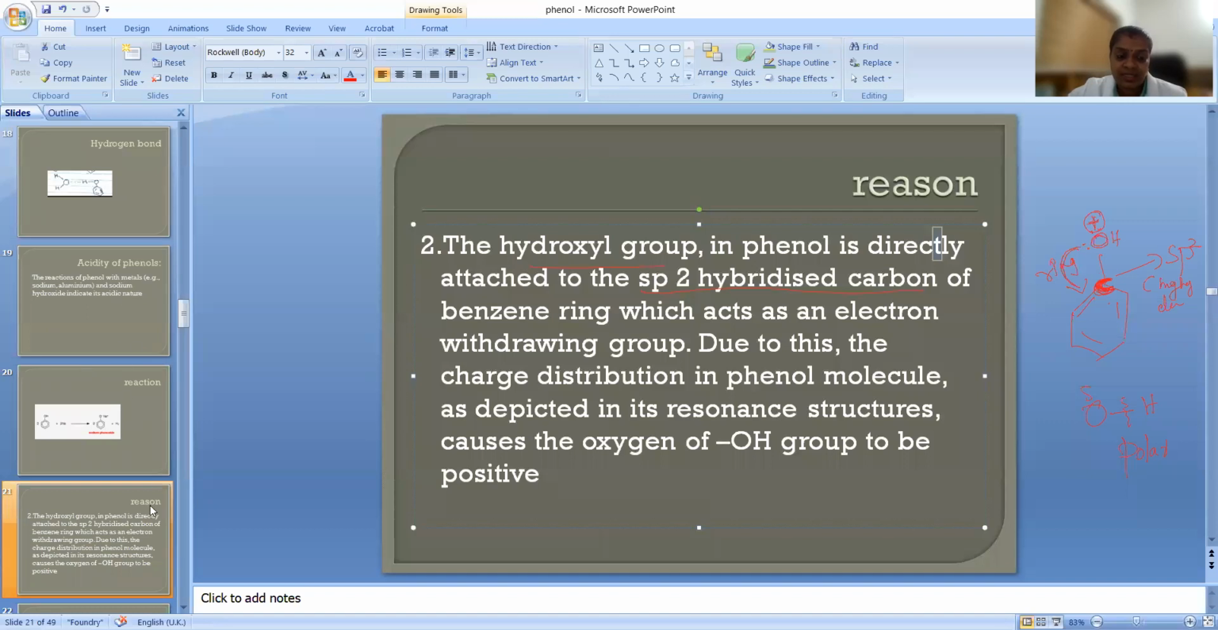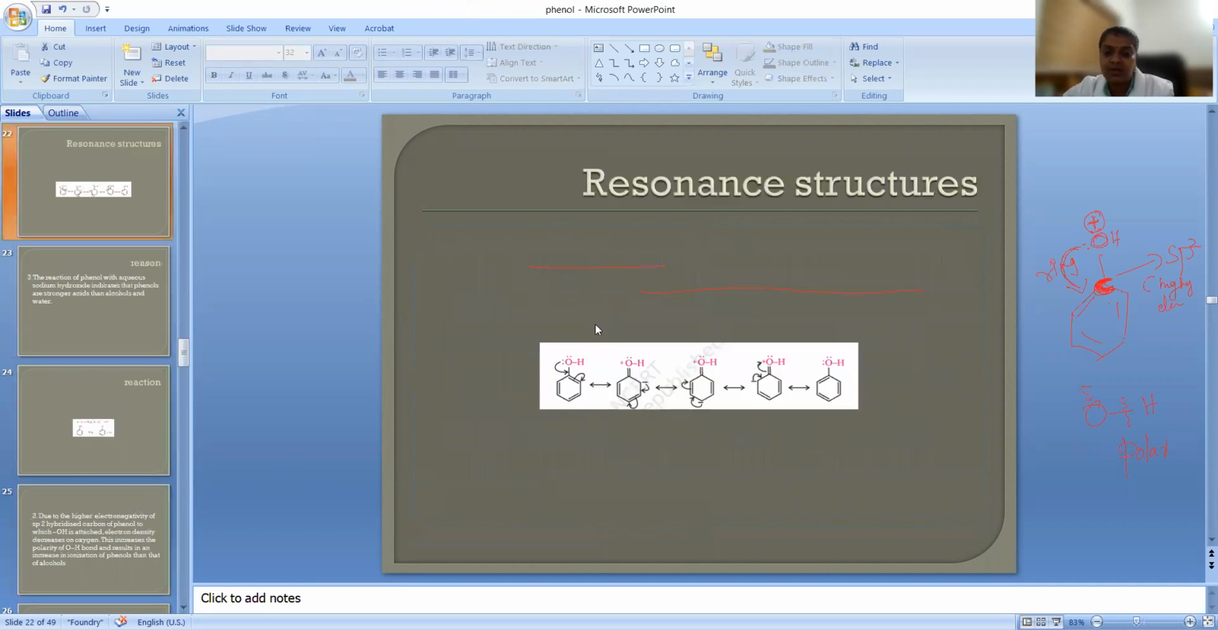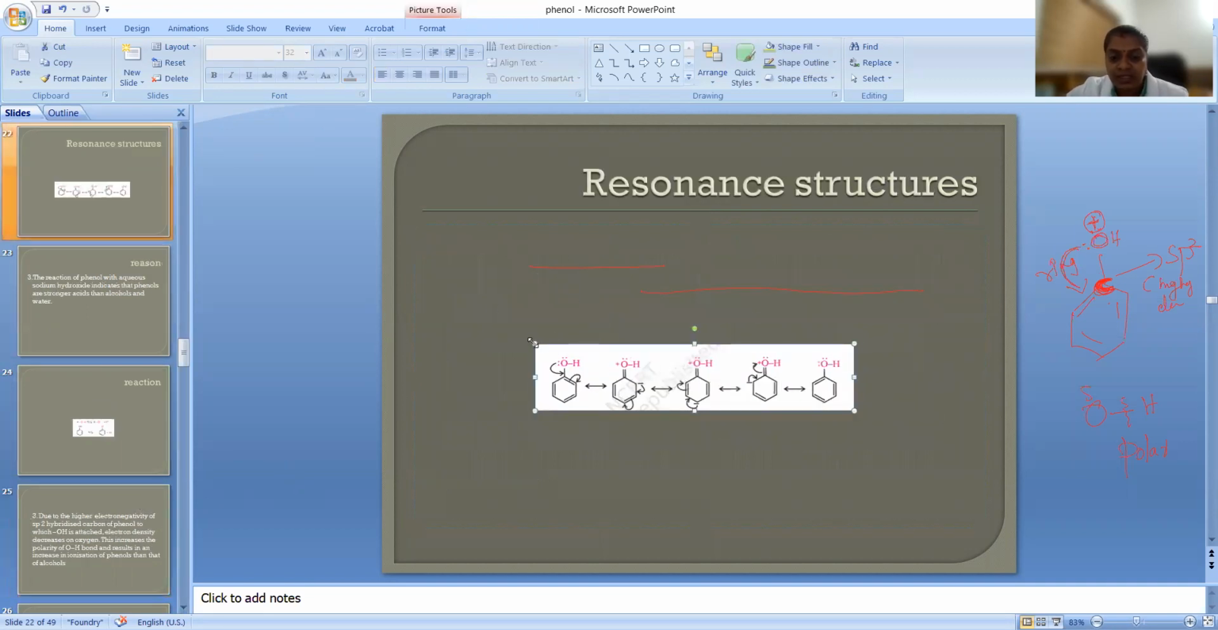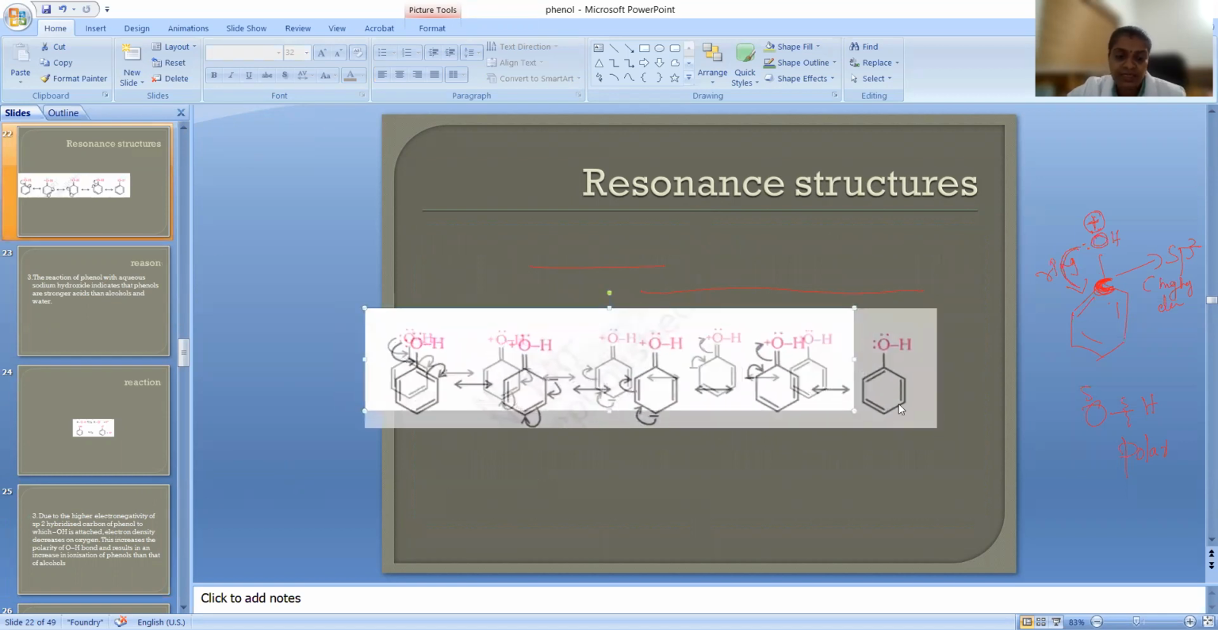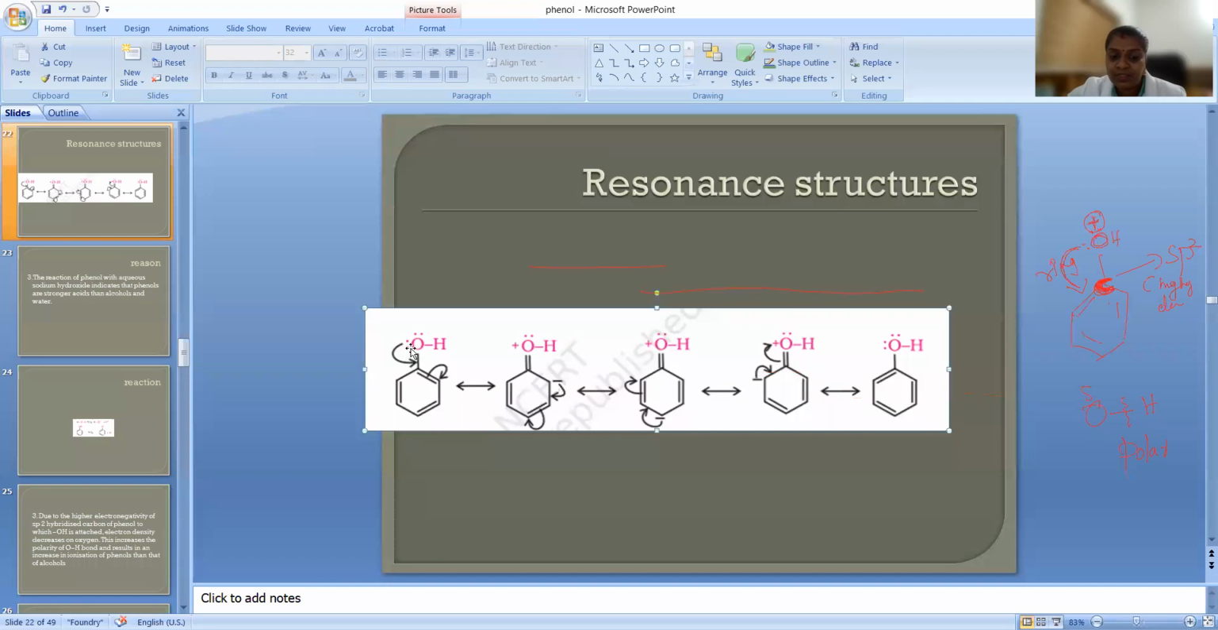So let us see the resonance structures of phenol. Look at this. Already we discussed the lone pair present on the oxygen atom is dragged towards the ring, so that it is getting a few resonance structures like this, and oxygen is getting a positive charge over here.